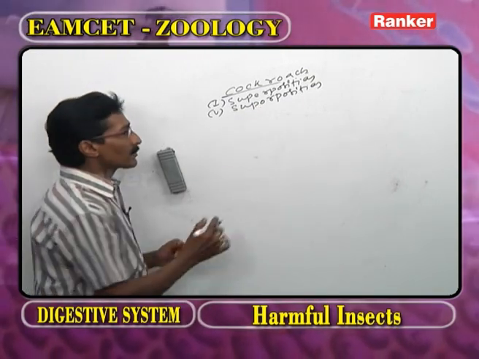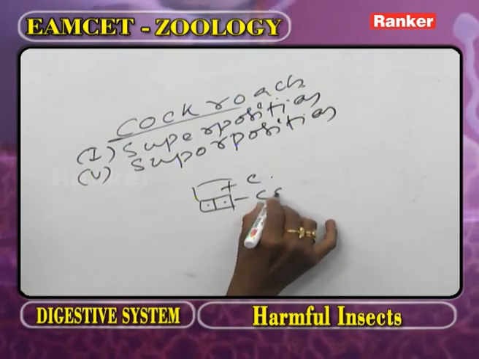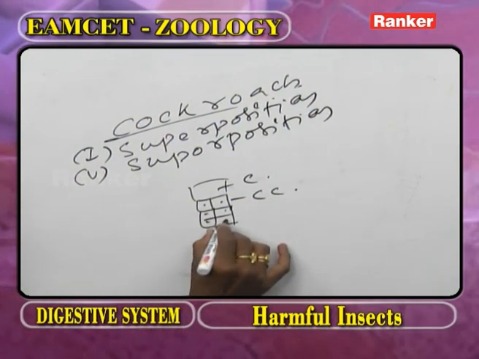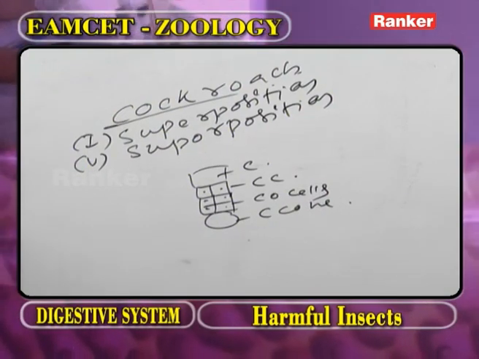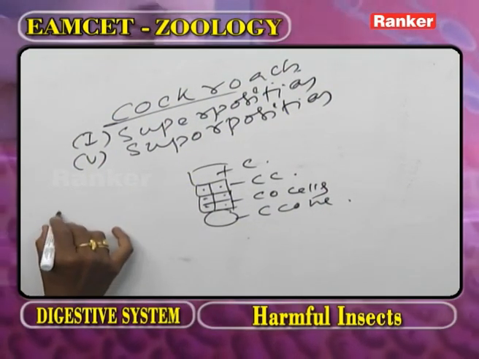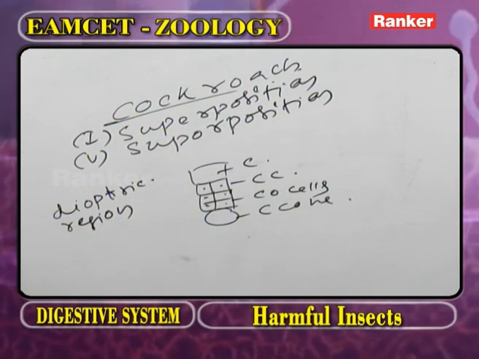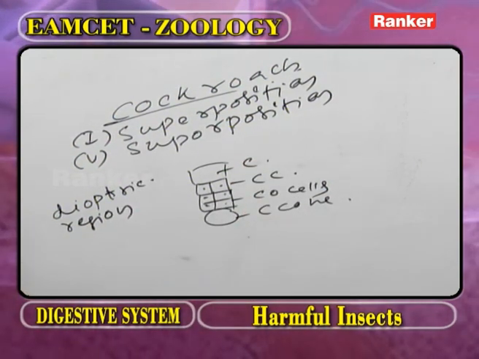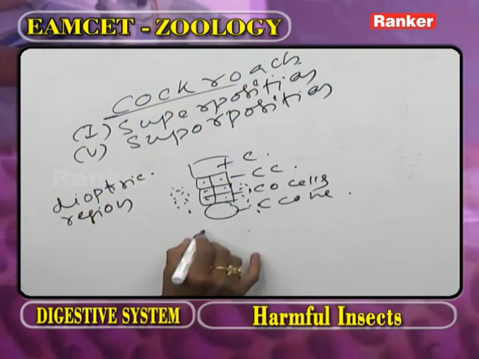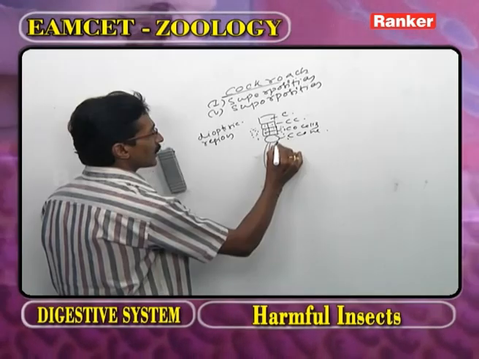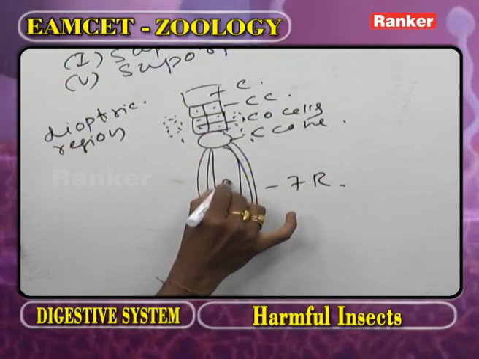As we observe the ommatidium structure, this part we call the cornea. It is followed by Carnegian cells, then the cone cells, then the crystalline cone. This part we call the dioptric region. The dioptric regions are separated by primary pigment cells. Then it is followed by the 7 retinulae, and this one we call the rhabdome.